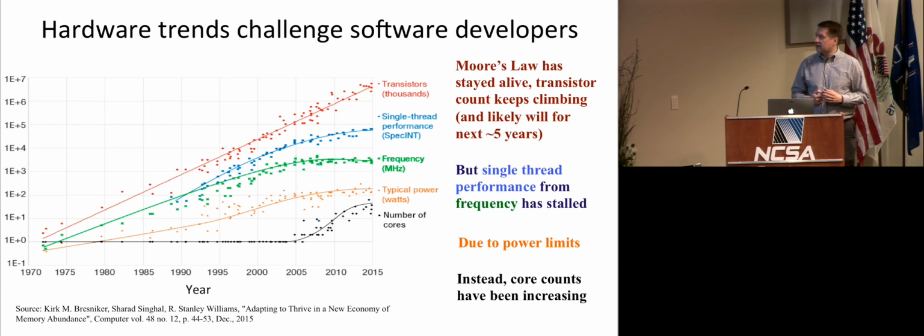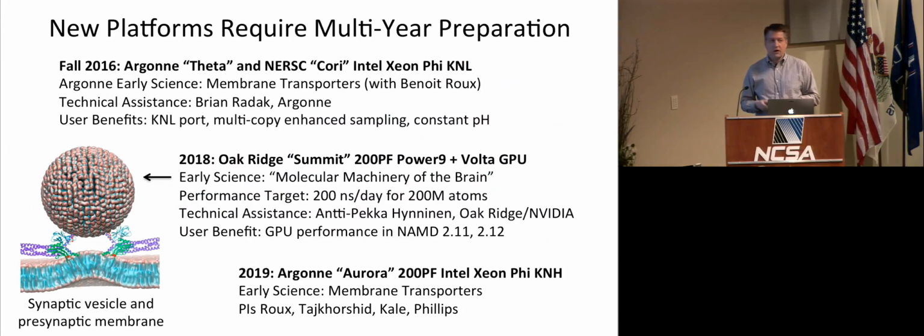So you've all seen this slide or similar slides showing the problem that we face: the power of CPUs and the frequency and the single thread performance have all leveled off. The way the engineers are achieving improved scalability is by increasing the number of cores, and those cores aren't getting faster, so we have to adapt to this. GPUs are one direction, things like KNL are another.